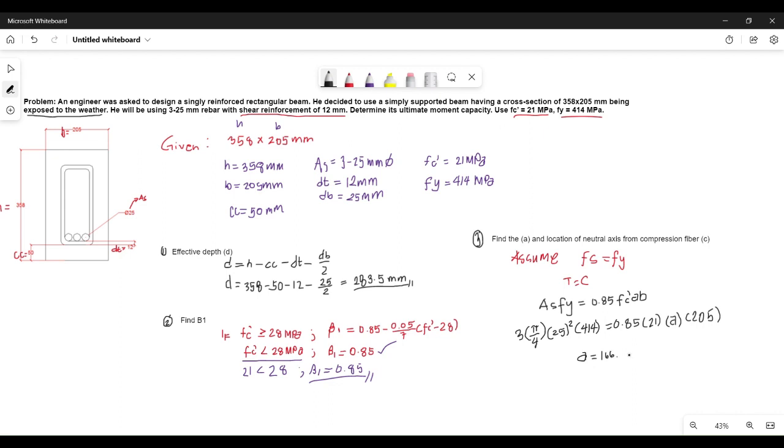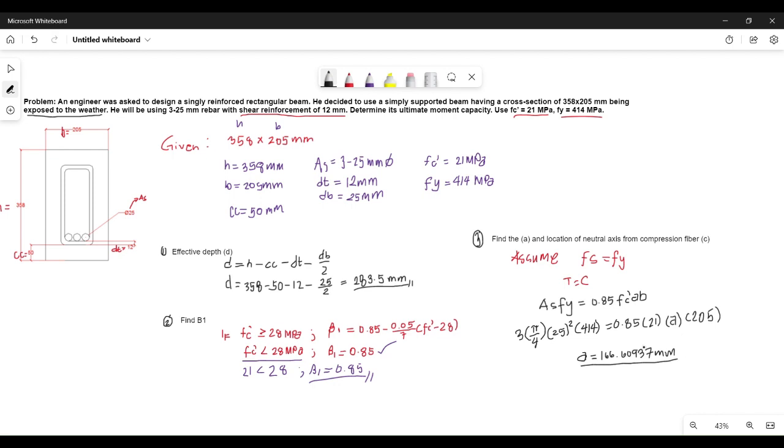We have our a here equal to 166.6937 millimeter. Okay. May value na tayo sa a.